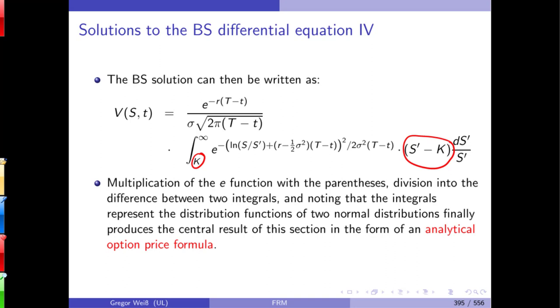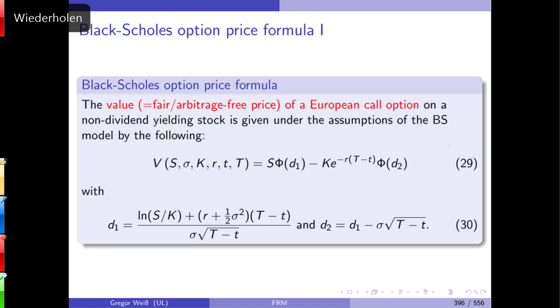And if you now split it into two, if you note that the integrals, actually, you cannot solve for them, but you simply realize, wait a second, they look exactly like the cumulative distribution function, the Verteilungsfunktion of a normal distribution, well, you're done. And this is the result. The option price, the derivative price, V, is S times phi of D1 minus strike times continuous discounting factor, times phi of D2. D1 and D2 given by this.